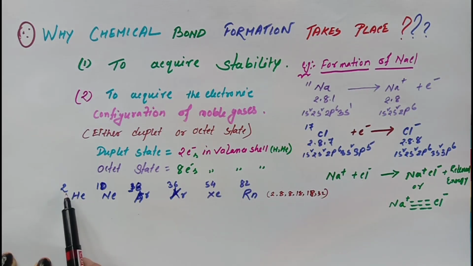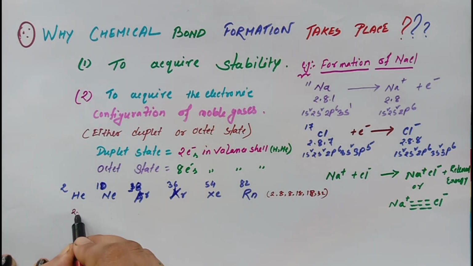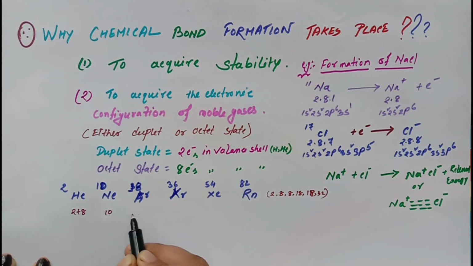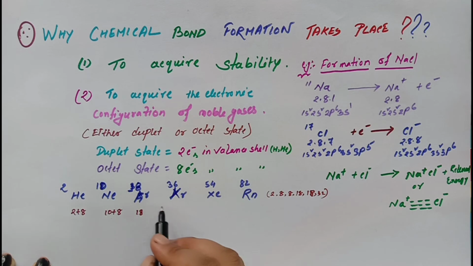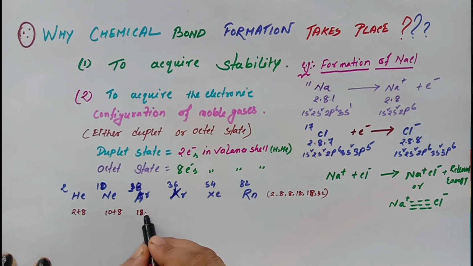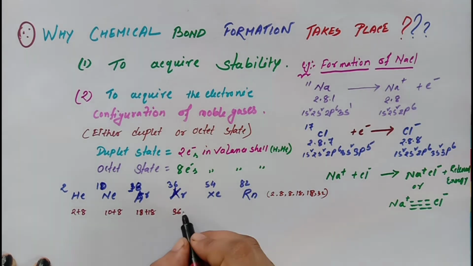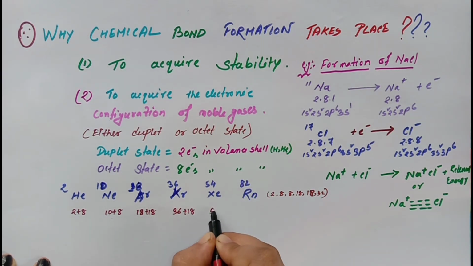So the atomic number of helium is 2, then we add 2 plus 8, that is equal to 10. Then 10 plus 8, that is equal to 18. Again 18 plus 18, that is equal to 36. Then 36 plus 18, that is 54.